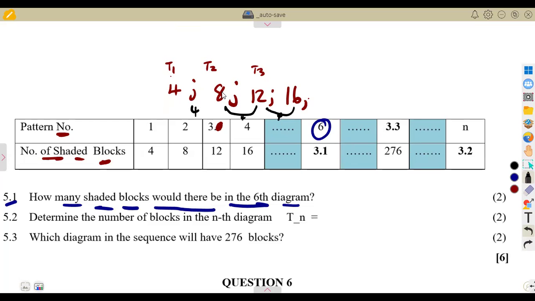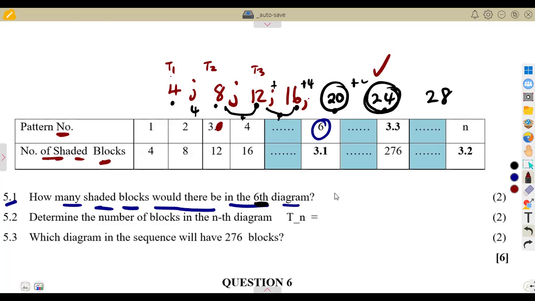4 plus 4, that is 8. 8 plus 4, that is 12. 12 plus 4, that is 16. So 16 plus 4 is what? Is 20. 20 plus 4, that is going to be 24, and so on. You're going to add 24 plus 4, which is 28, and so on. But the question is, which one is on the 6th diagram? The 6th pattern. So you count 1, 2, 3, 4, 5, 6. So the 6th pattern is going to correspond with 24 blocks. So there are going to be 24 blocks in the 6th pattern.